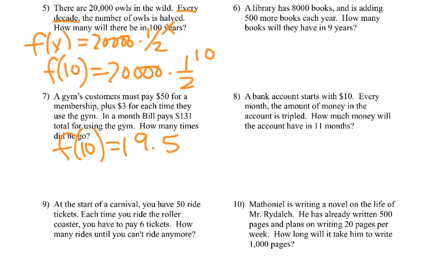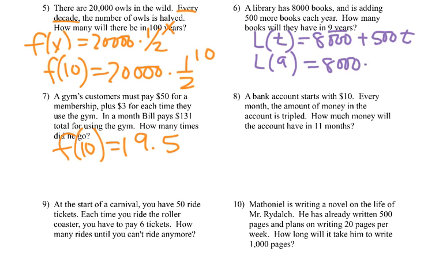Okay, number 6. The library has 8,000 books and is adding 500 more books each year. How many books will they have in 9 years? So let's go L of B. Oh wait, it's years. So we'll go L of T equals 8,000 to start plus 500 every year. We want to know 9 years, so that's the input. So L of 9 equals 8,000 plus 500 times 9. So we can go 500 times 9, which should be 4,500.